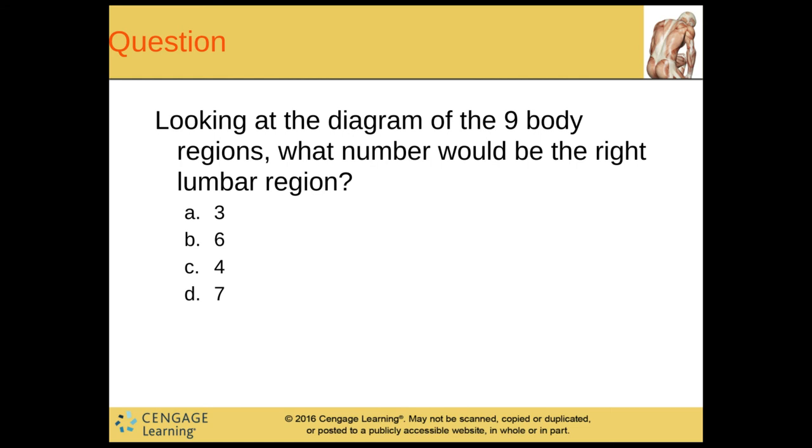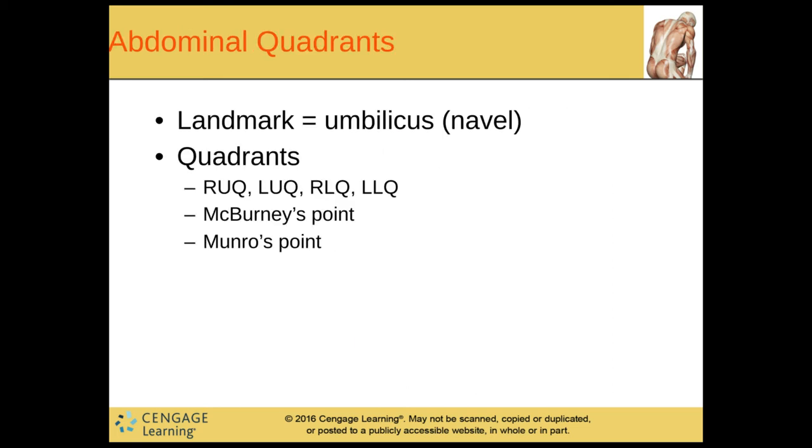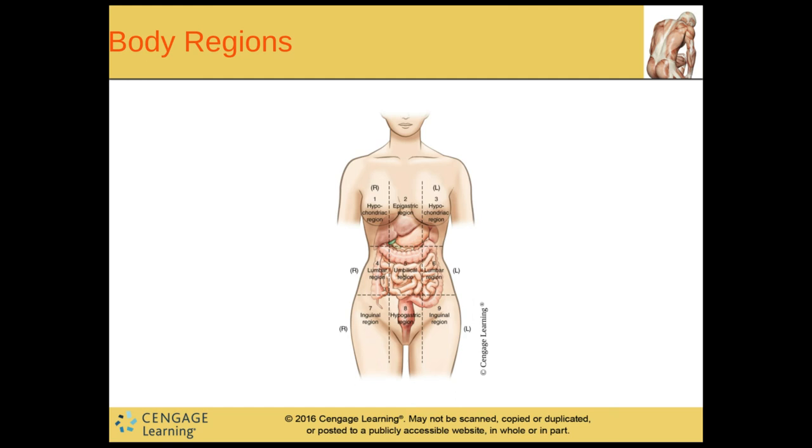What number would be the right lumbar region? So we go back to this one, the right lumbar region. It's this one right here. You have to remember that you're kind of looking in a mirror, right? If we were facing the same way as our model, we would be exact right and left. But we're looking at a mirrored image, so her right side is our left side, right? So it would be this one right here.